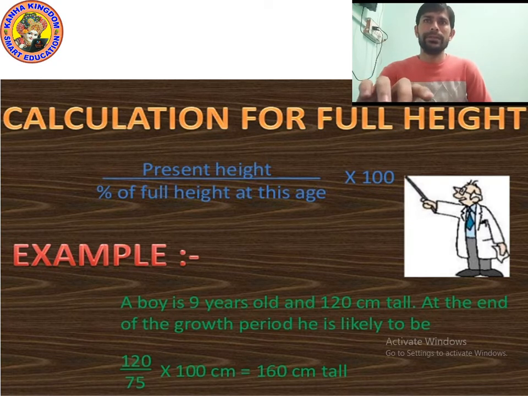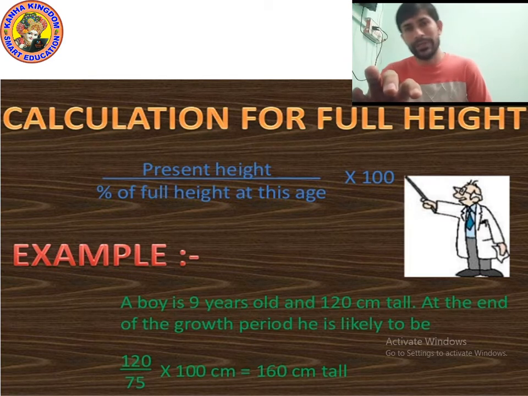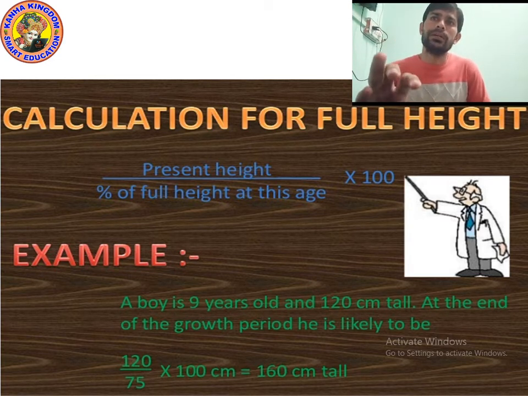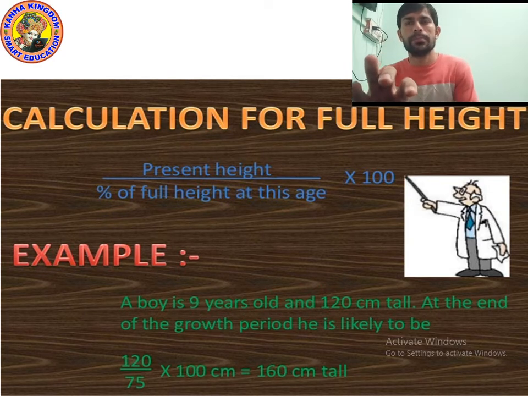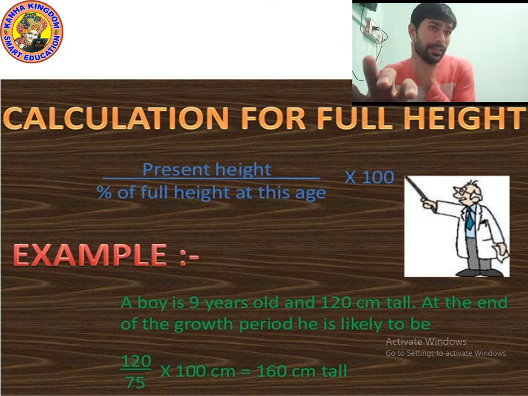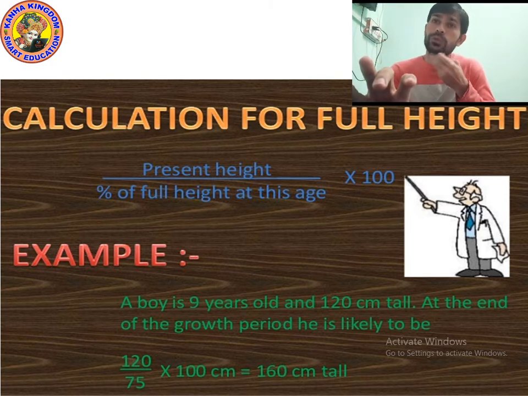Okay, and divided by percentage of full height at this age, multiplied by 100. So how will you do the calculation of height? First of all, you will write present height. What is your height? Suppose your height is 4 feet, and in percentage, suppose it is 80%, then you can easily do the calculation. You will divide and you will get your height in percentage.